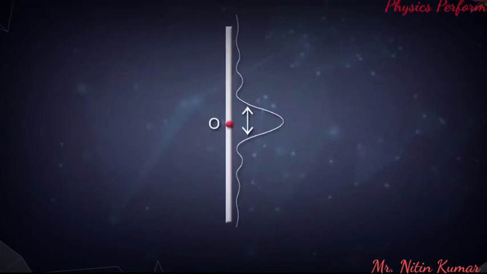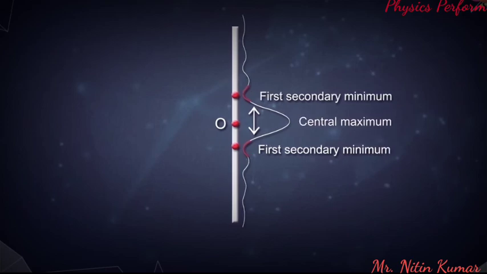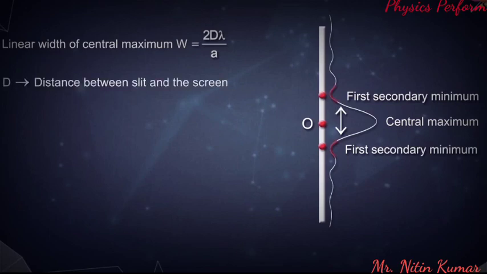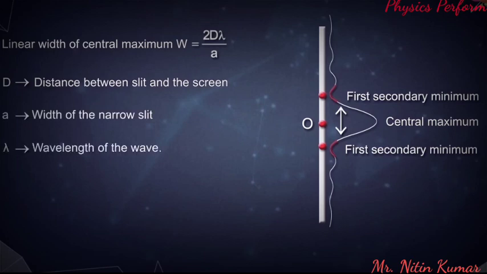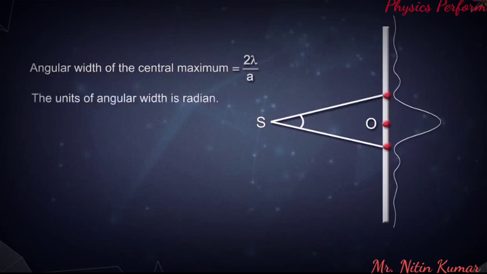The linear width of the central maximum is the distance between the first secondary minimum on either side of the central maximum at O. Linear width of the central maximum is given by W is equal to 2 lambda d divided by a. Here d is the distance of the screen from the slit, a is the width of the narrow slit, and lambda is the wavelength of the light. Angular width of the central maximum is given by omega is equal to 2 lambda divided by a, and the unit of angular width is radian.